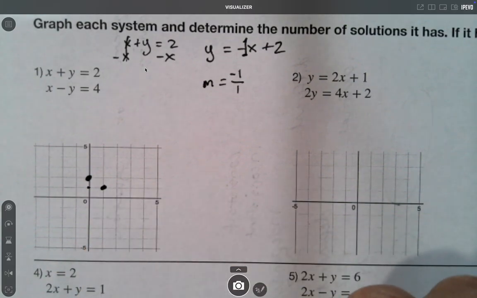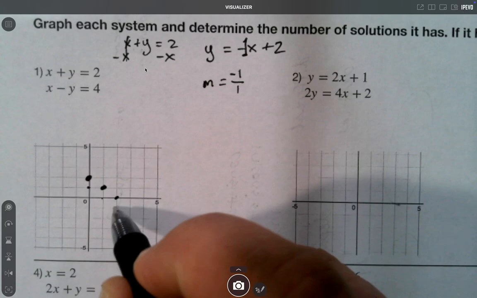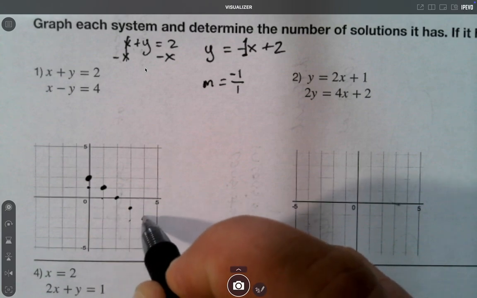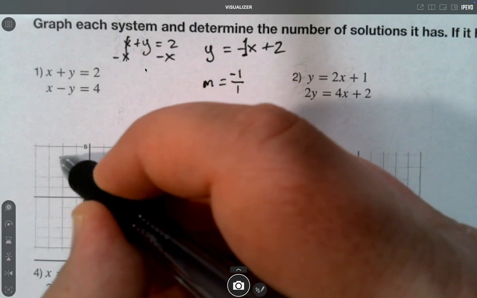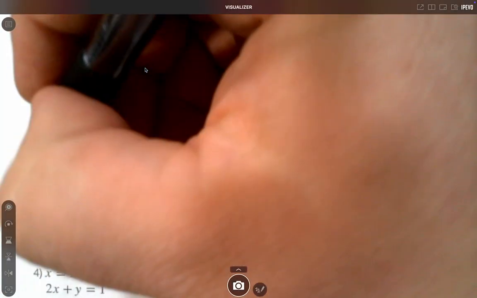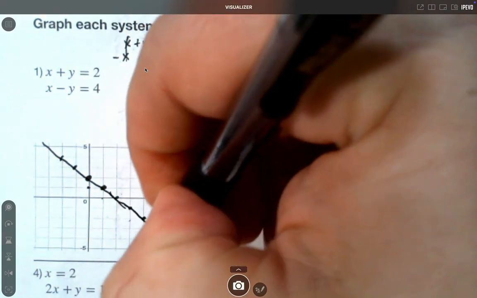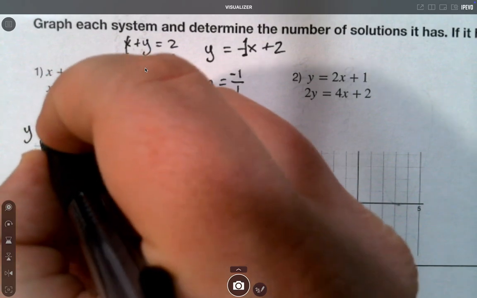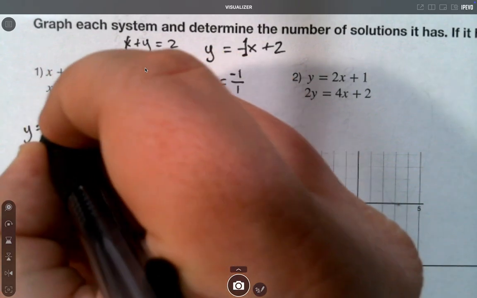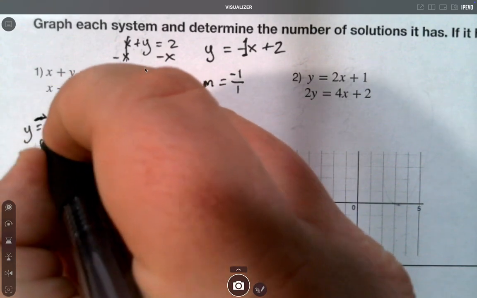And just to make sure we get these graphs as exact as we can, I would keep going down 1 over 1, down 1 over 1, down 1 over 1. You can even go up 1, left 1, up 1, left 1, just to help us get all the way across as exactly as we can. Now you don't have to label it, I'm just doing it to help make sure we are clear on what we're doing. That is the line y equals negative x, that's a negative there, plus 2.